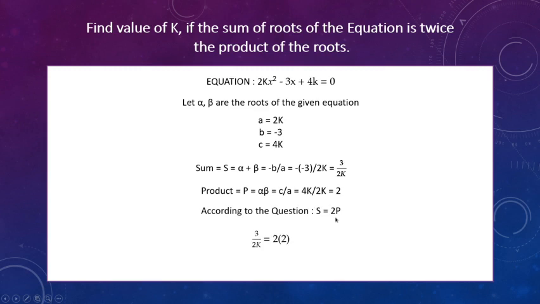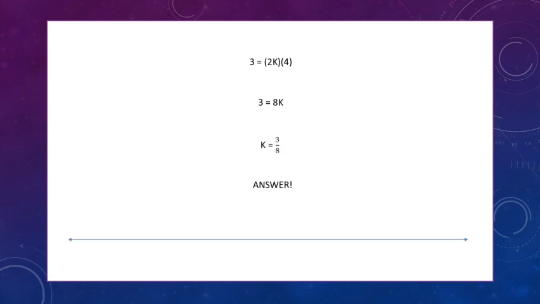Now we will put the values. S is equal to 3 over 2k as we have derived here. P is equal to 2 and we will put these values in this equation. After simplification we will get 3 is equal to 2k into 4. 3 is equal to 8k and k is equal to 3 over 8. This is your required answer.